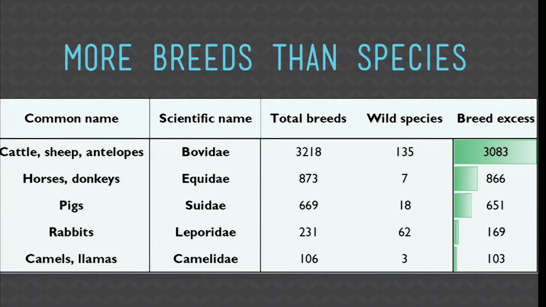Pigs, 669 breeds. In the wild, which includes warthogs, wild boars, and so forth, just 18 species. Rabbits, 231 breeds, 62 species. Camels, 106 breeds, and llamas, 3 species. There's a huge excess of breeds over species.